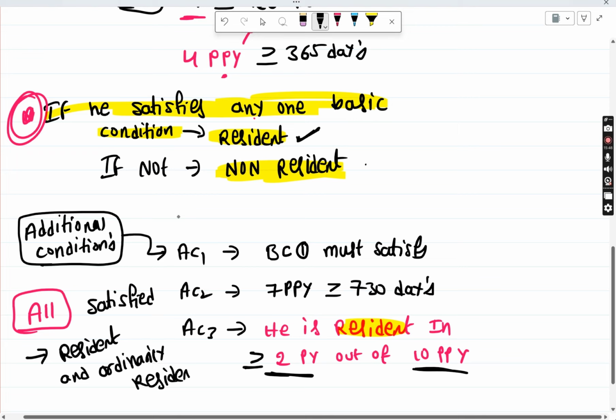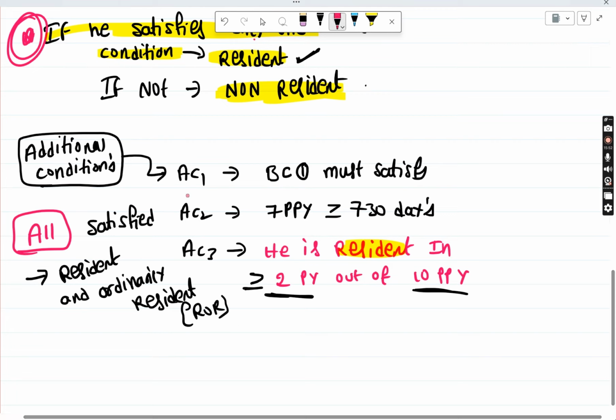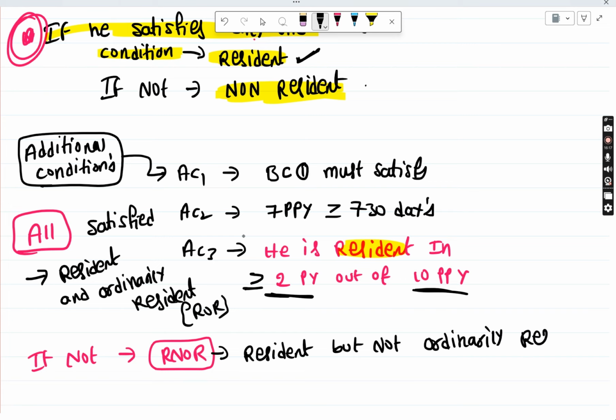Ordinarily resident, in other words ROR, we will call it as. Okay, if he did not satisfy any of the conditions, let's just say he satisfied 1, 2, he did not satisfy 3, then he will be called as RNOR. That means resident but not ordinarily resident.